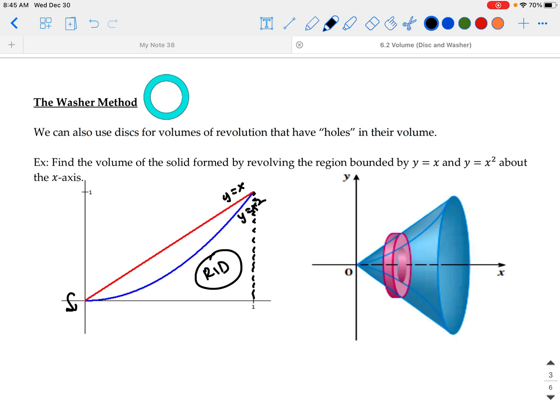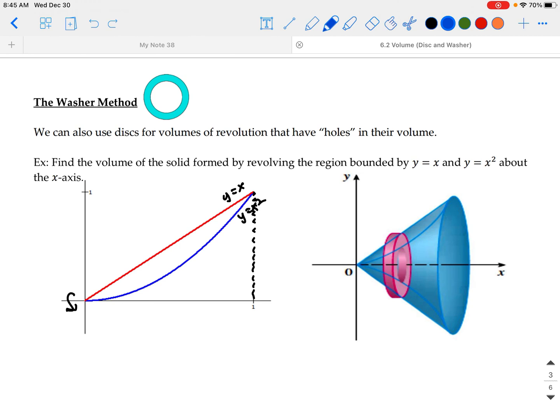Because if we just rotated the red curve, we would get a triangular cone. So we don't want that because we don't want all of this section below. We want to delete that out. So what we'll notice is if we took the blue curve's area and we subtracted out its area underneath, that'll leave us with the area between, which we can then rotate to find a volume. So essentially what we're going to do is apply the disk method to each one of these curves and then subtract the smaller volume. So the washer method is going to involve subtracting volumes.